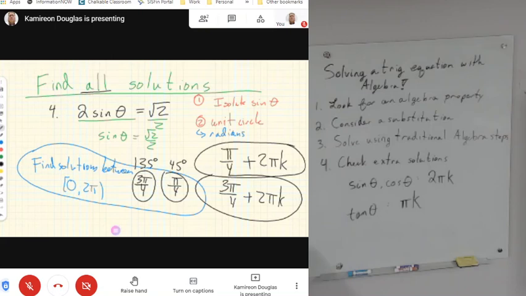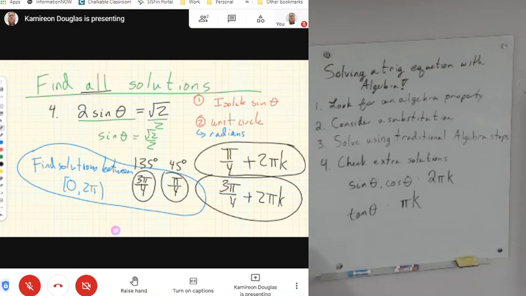The concept is straightforward. We're going to algebraically solve an equation, use the unit circle to find our answers, and then adjust the answers based on whether we are doing it from 0 to 2 pi or all possible answers.